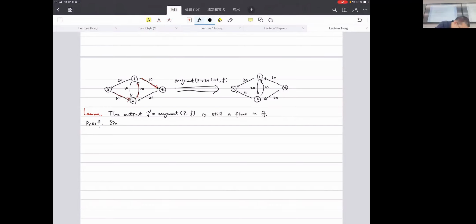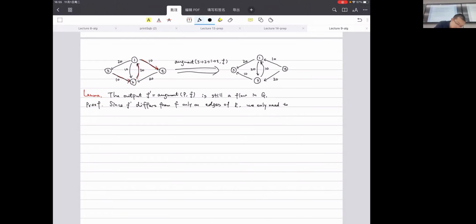Since F prime differs from F only on edges of P, we only need to do two things. We need to check the capacity conditions, because the restrictions on a flow are the capacity restriction and the conservation restriction. So we need to check the capacity conditions on these edges.